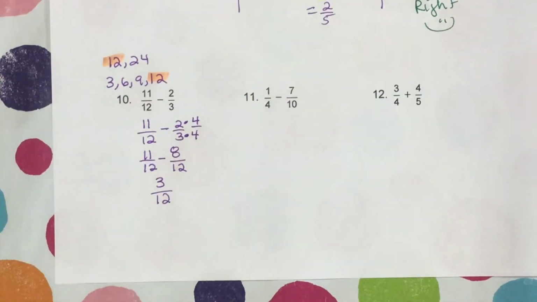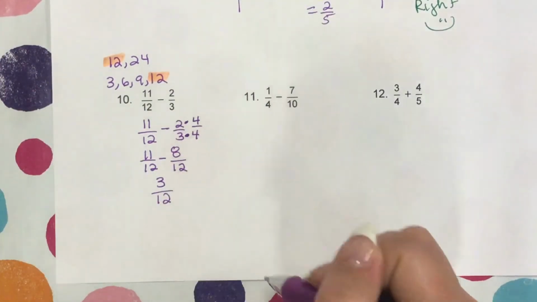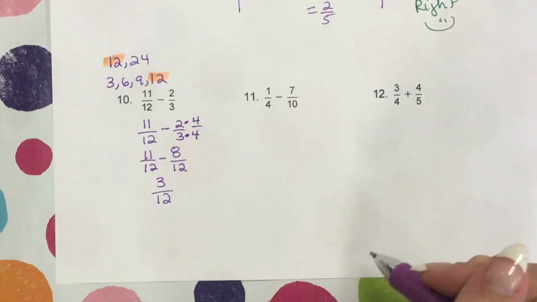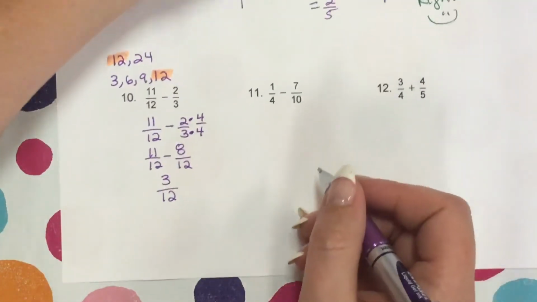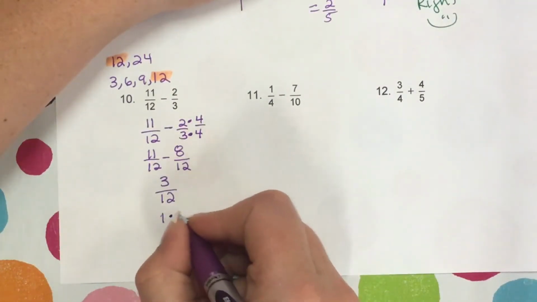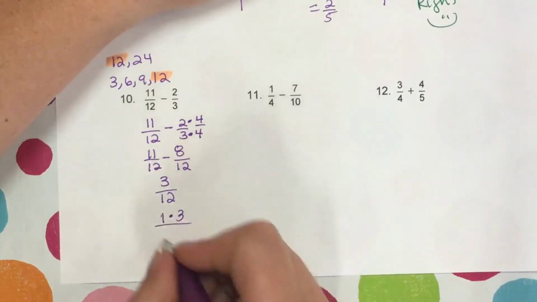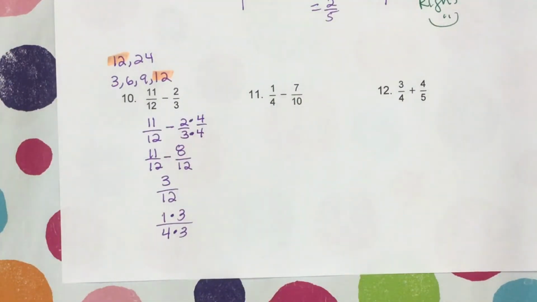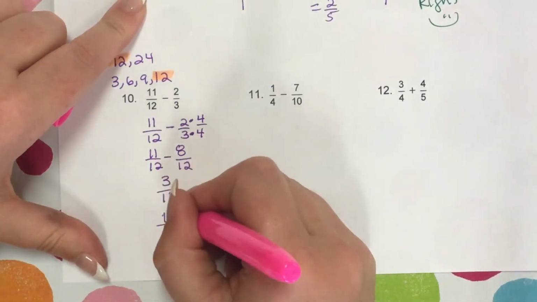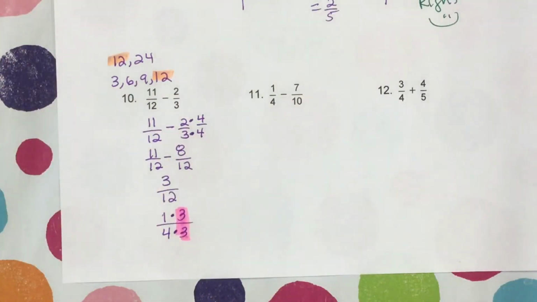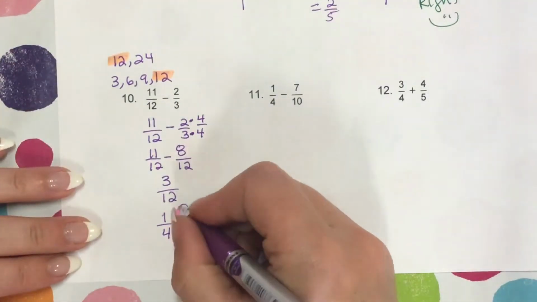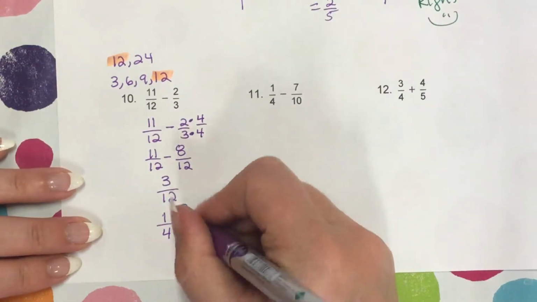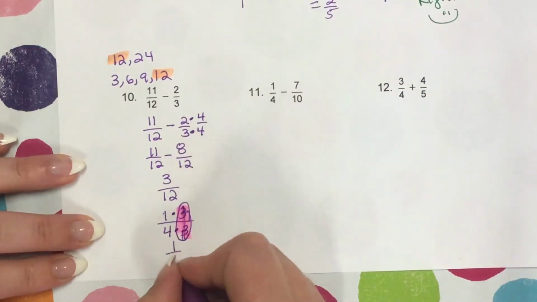Now I want to look at it and say, hey, is there any common factors between 3 and 12? And the answer is yes. 3 goes into 3, and it also goes into 12, so we can simplify this. I'm going to rewrite it first. 3 is the same thing as 1 times 3, and 12 is the same thing as 4 times 3. So they both have a factor of 3 within them. So that's what we're simplifying out, because 3 divided by 3 is the same thing as 1. And so at the end of the day, we are left with 1/4.